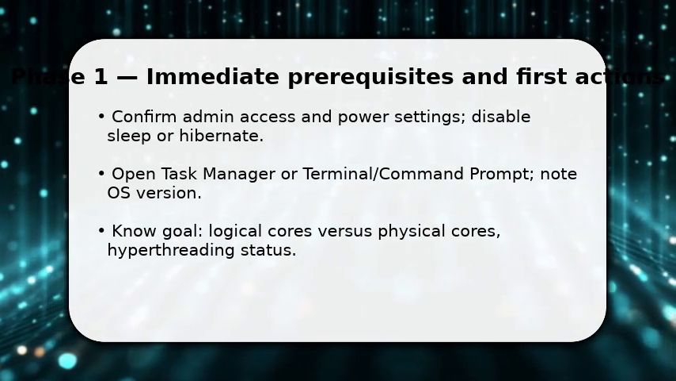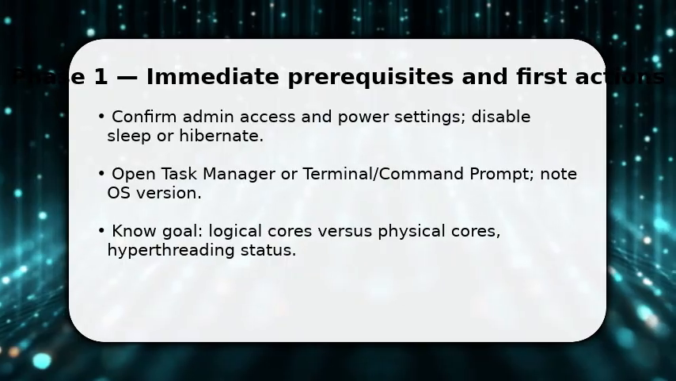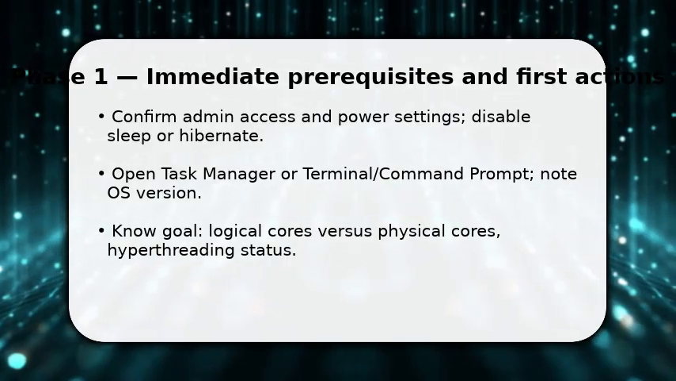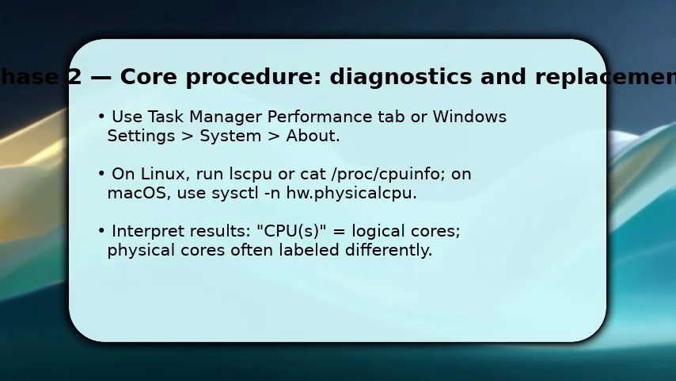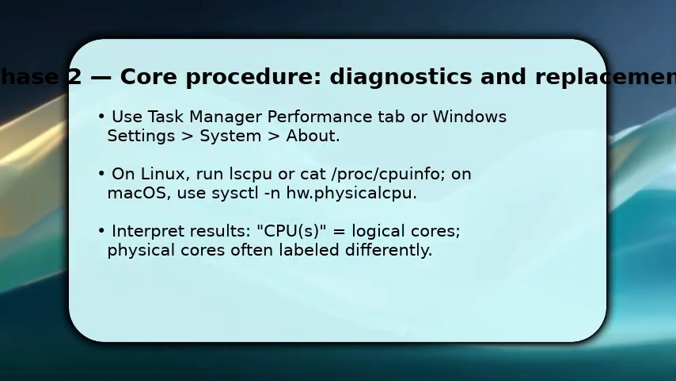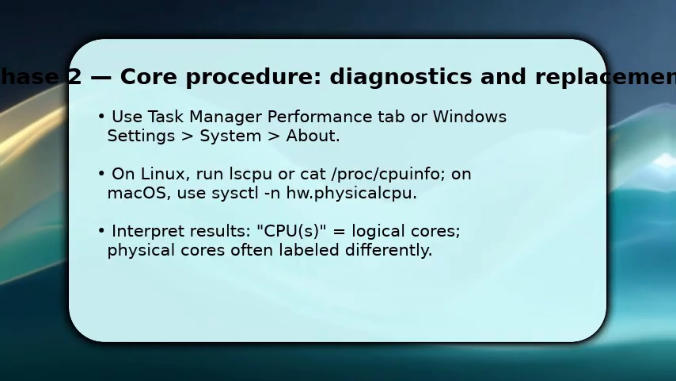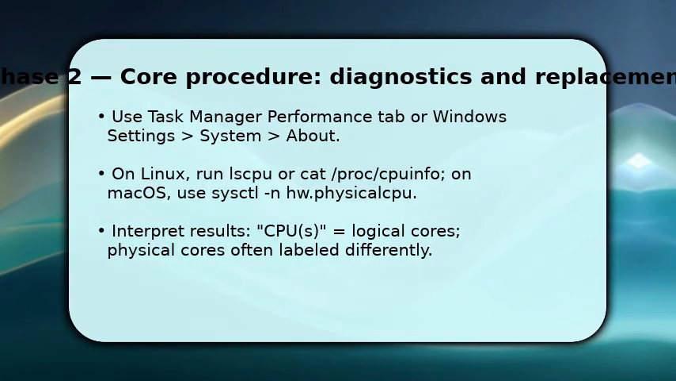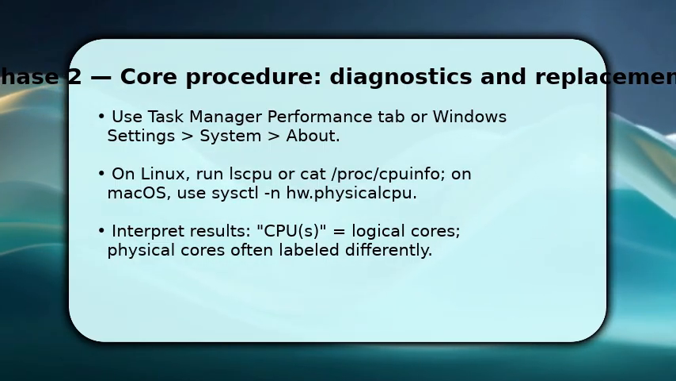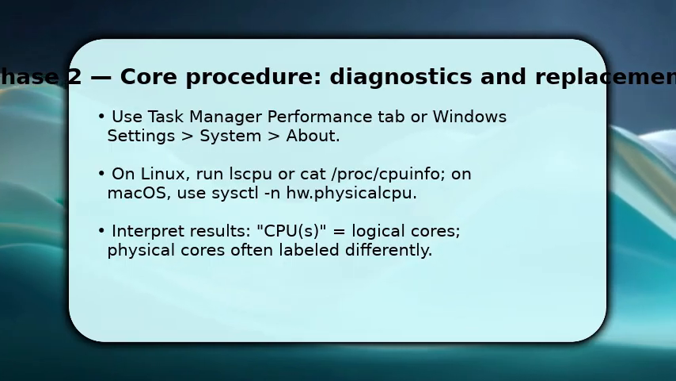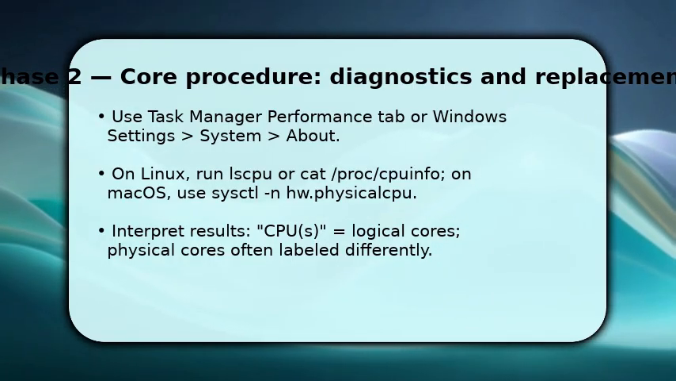Now you gather exact data. Open the Performance tab in Task Manager and read cores and logical processors. This gives both numbers. On Linux, run lscpu or cat /proc/cpuinfo. Those commands list cores, threads, and flags. On Mac OS, sysctl hw.physicalcpu and sysctl hw.logicalcpu return the physical and logical counts.